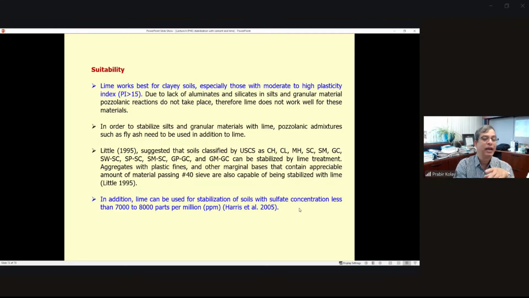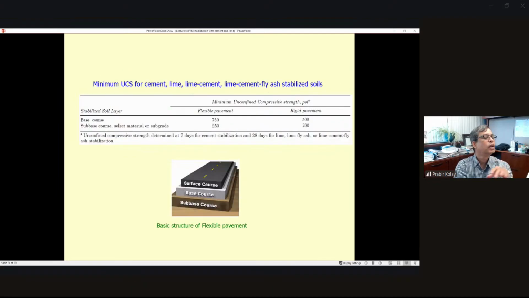With sulfate concentration. But as I mentioned, if you use cement with a lot of sulfur, then it is not good. But lime can be used up to that percentage. It's less than this. So again, minimum UCS strength. There are several criteria: 7-day strength, 28-day strength, UCS strength for the base course, and this is in PSI, pounds per square inch. Flexible base course.